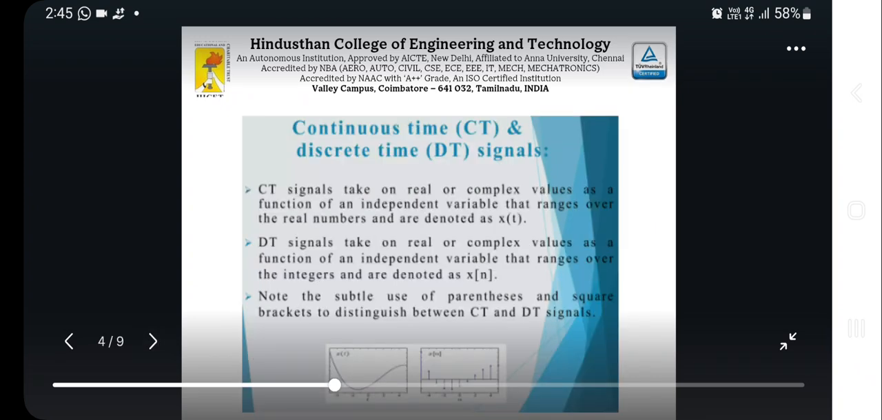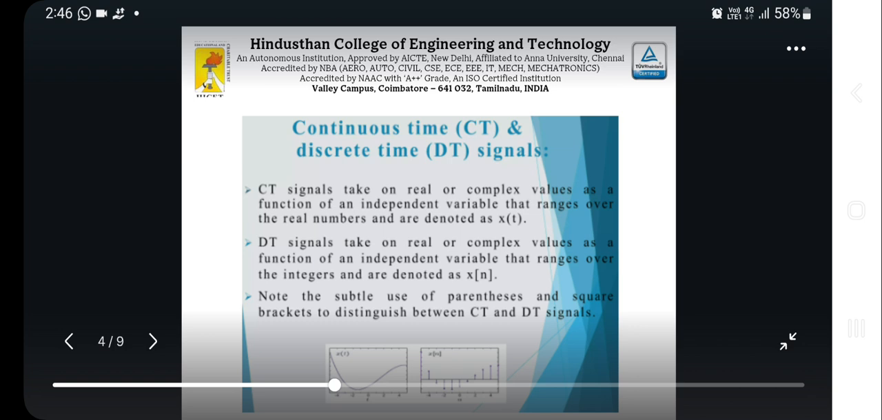First we could see what is a continuous time signal. A continuous time signal is nothing but the signal is varying with respect to time continuously without any interruption. That is called a continuous time signal. Continuous time signals take real or complex values as a function of an independent variable that ranges over the real numbers and are denoted as x of t.